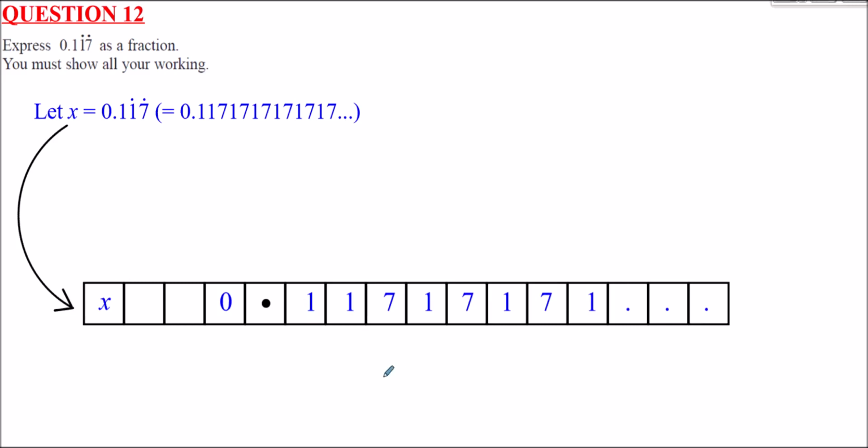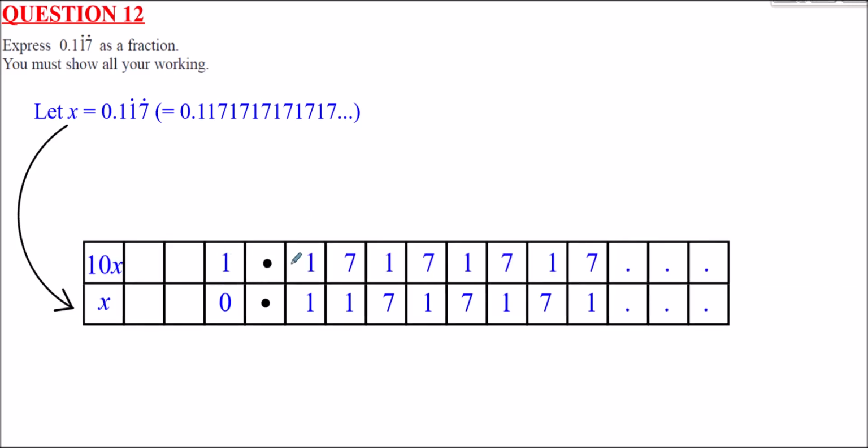What we're going to do is multiply x by 10 and 10 again and 10 again and so on until we can get a pattern where we can cancel one row with another. So first I'm going to multiply it by 10. If we take this decimal and multiply by 10, the dot will move one place to the right. So we're going to have 1.171717. So therefore 10x is 1.171717.